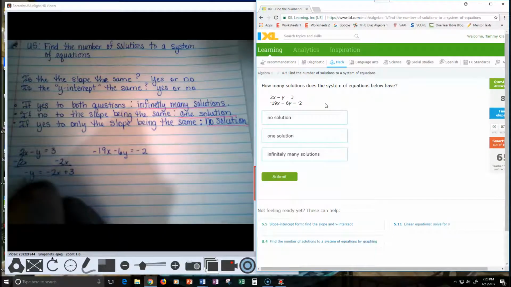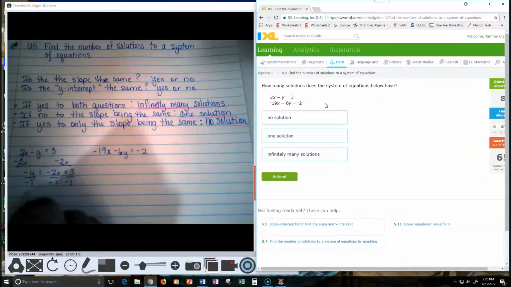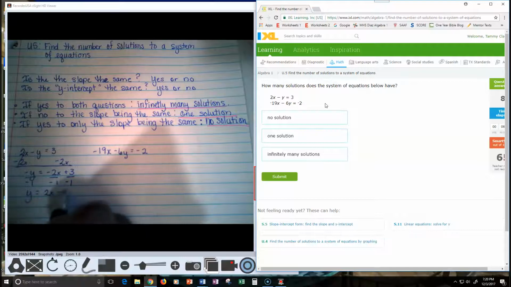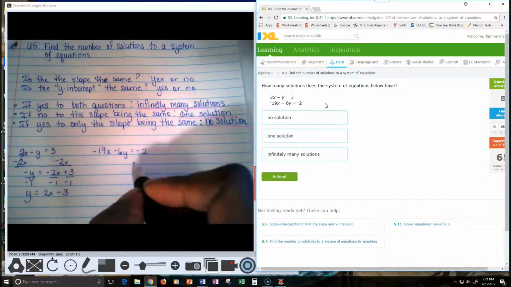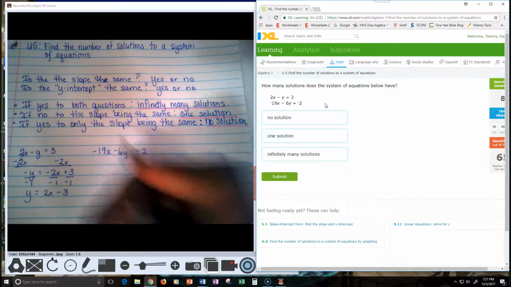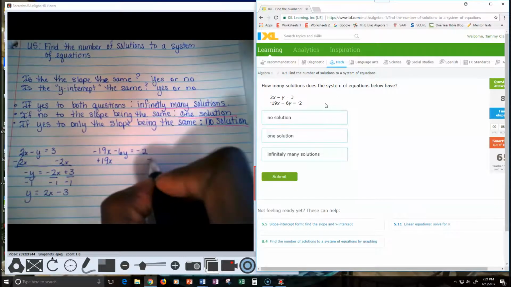I don't want y to be negative, so I'm going to divide every term by negative 1. And that leaves me with y is equal to 2x minus 3. I did that because a negative divided by a negative is a positive, and a positive divided by a negative is a negative. I'm going to do the same thing for the other equation, so I'm going to add 19x to both sides of the equation.